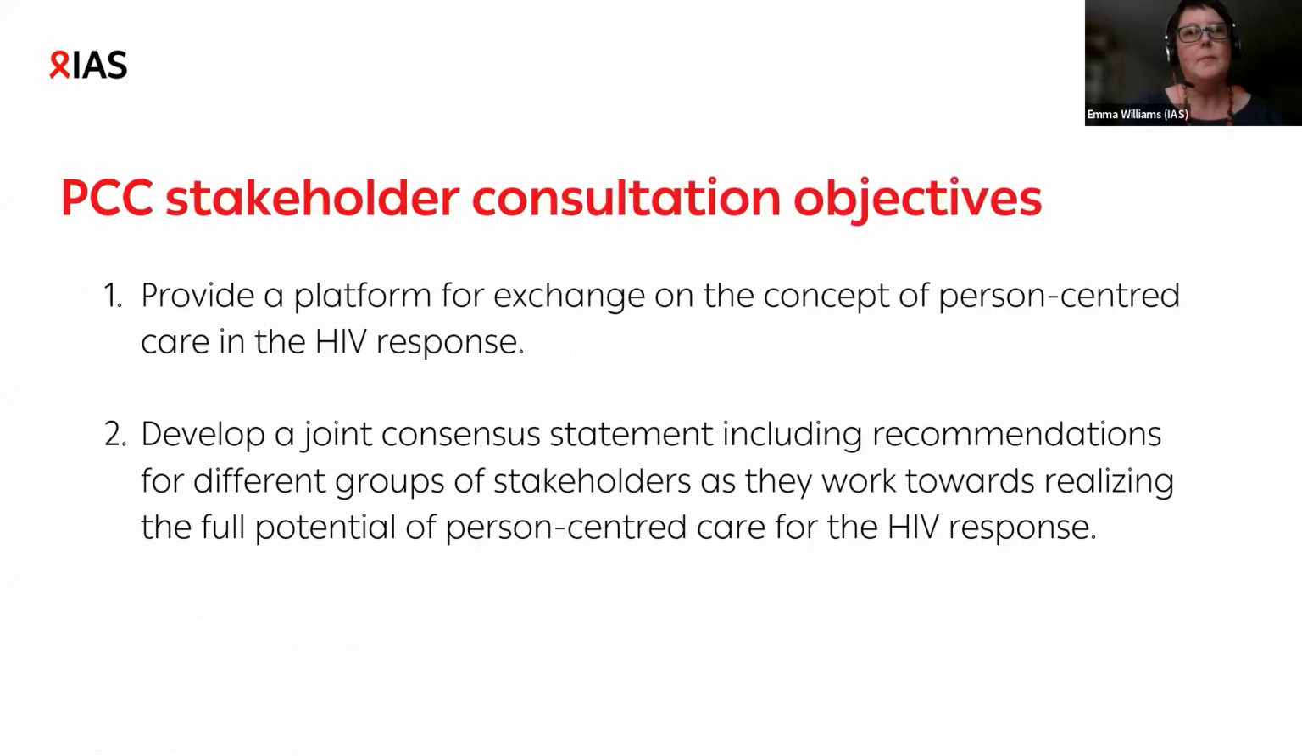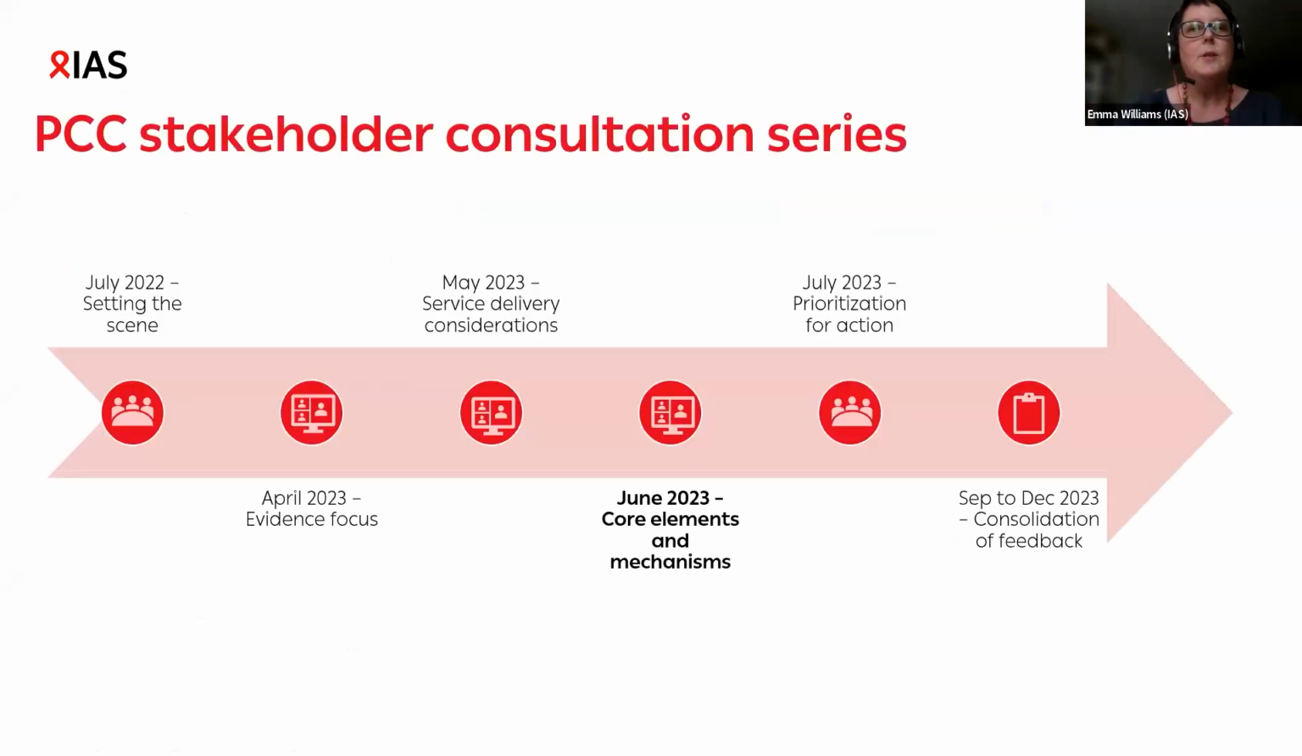So the objectives of this series overall are to provide a platform for exchange on the concept of person-centered care, and to develop a joint consensus statement, which we'll be working towards in the fall. So you can see where we've got to. We're here in June discussing the core elements and mechanisms, but where have we come from?